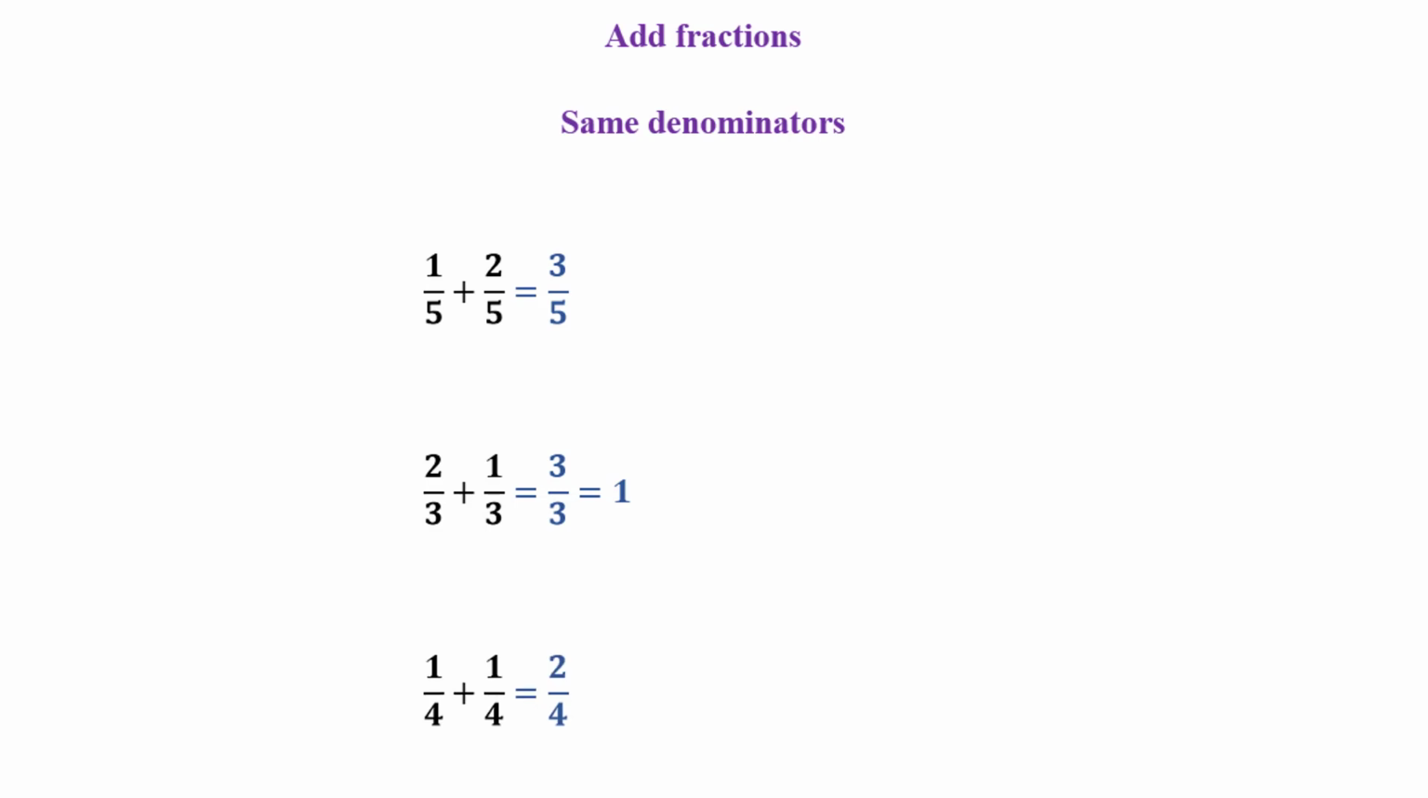We test if the numerator and the denominator can be divisible by the same number, such as 2. 2 is divisible by 2 because 2 divided by 2 is 1. And 4 is divisible by 2 because 4 divided by 2 is 2. So we divide the numerator and the denominator by 2. 2 divided by 2 is 1, and 4 divided by 2 is 2. So the simplest sum of 1/4 plus 1/4 is 1/2.